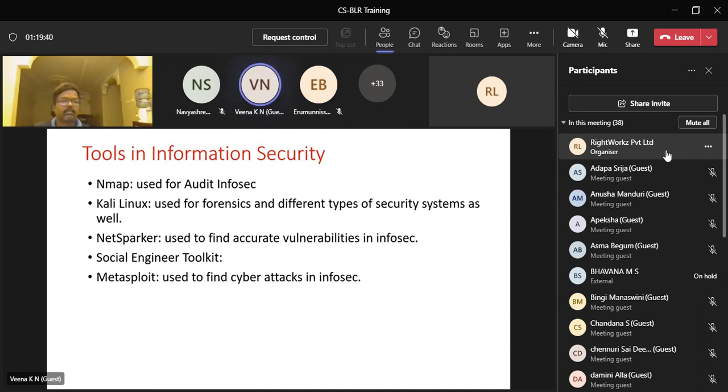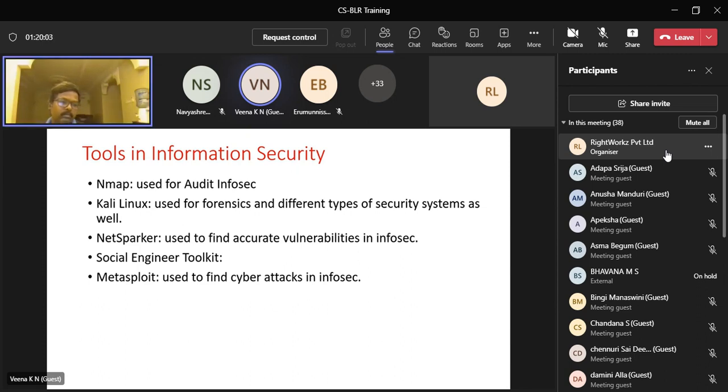The tools which are used in information security are Nmap, Kali Linux, NetSparker, Social Engineer Toolkit, Metasploit. Nmap is used for auditing InfoSec. Kali Linux is used for forensics and different types of security systems as well. NetSparker is used to find accurate vulnerabilities in InfoSec.